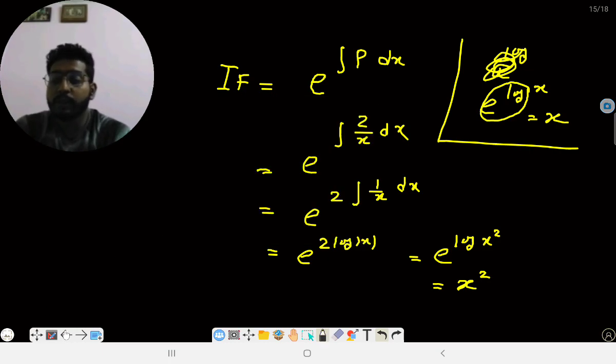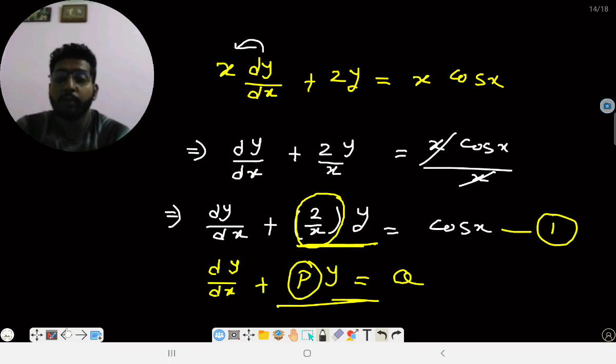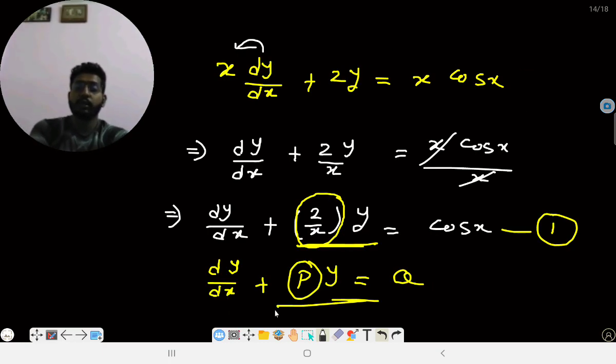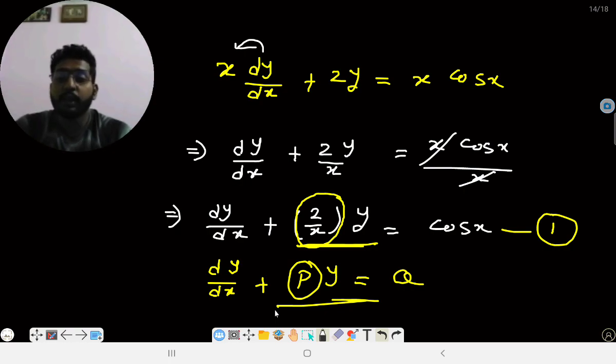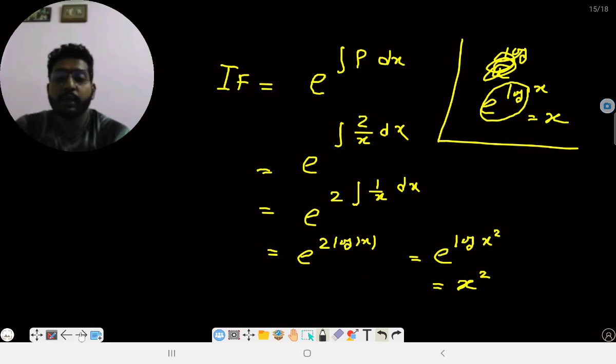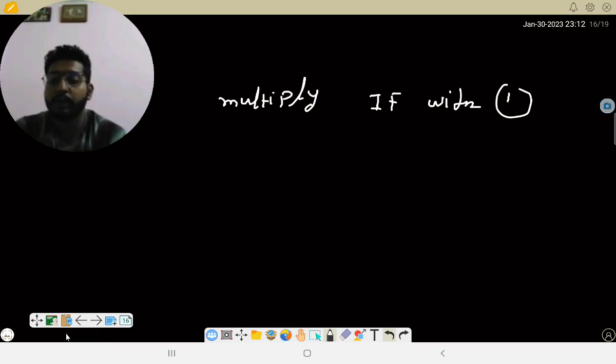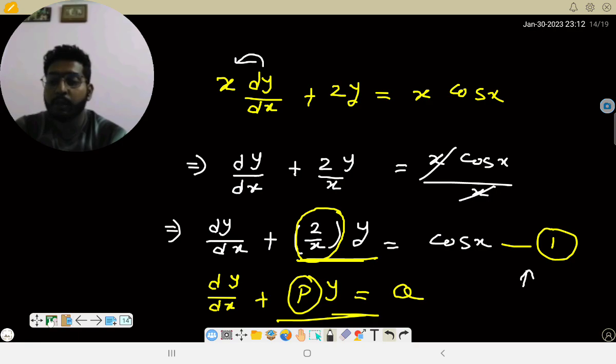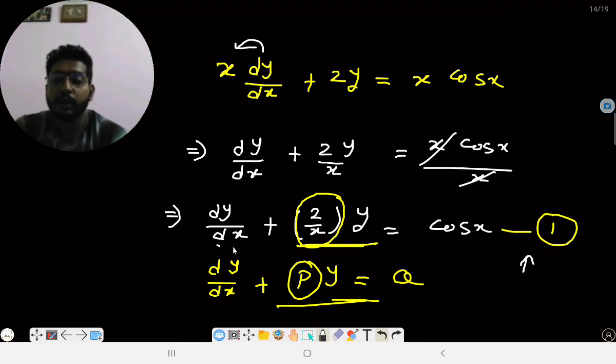So whenever it is a linear differential equation, you have to first find the integrating factor. You have got the integrating factor, done. Now what is the next step? You have to multiply the integrating factor with equation 1. My integrating factor is x square, so you have to multiply it in equation 1.